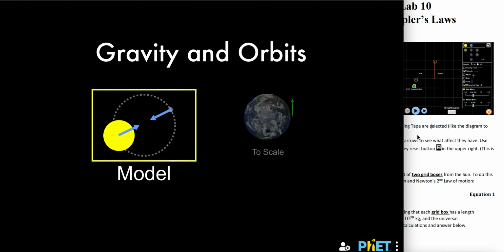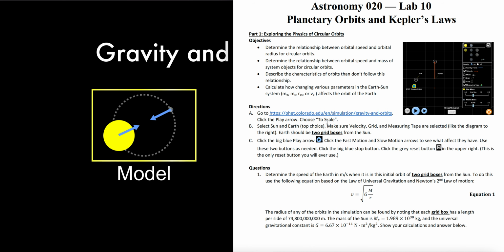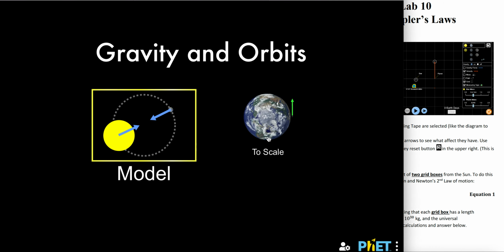We have model and to scale, and the lab is not as obvious as I thought it would be, because it says click the play arrow, but then it says choose to scale. Well, I guess the play arrow is on the previous page. I would expect it to be here based on that wording. That particular part I did not write myself. There's quite a bit that I did write and change, but then there's little things like that I didn't catch. In fact, there's another pretty significant point of confusion that I'm going to call attention to in just a minute. But this is the part of the simulation we want to use.